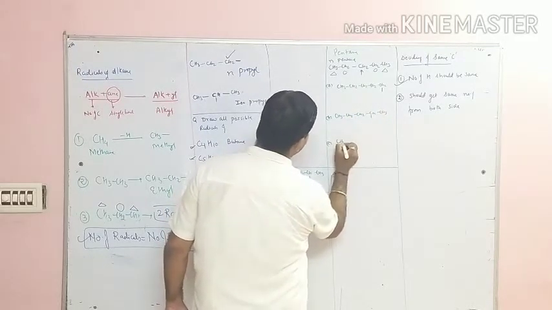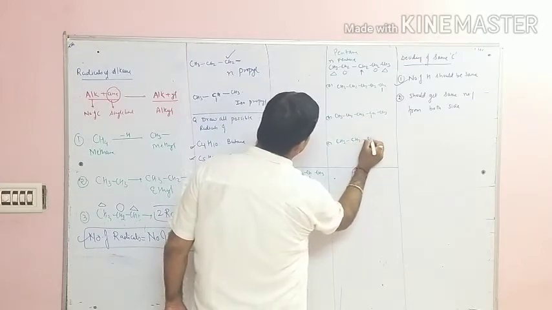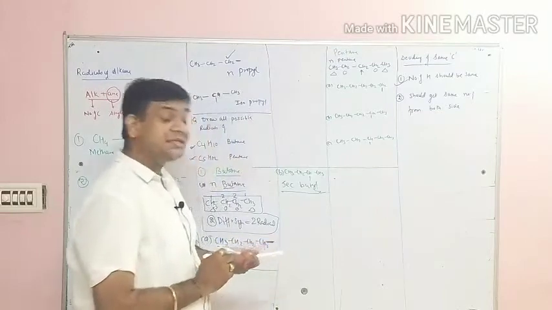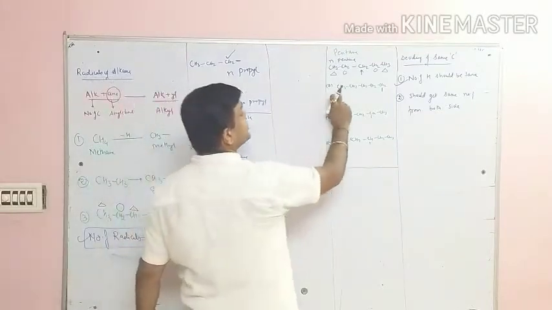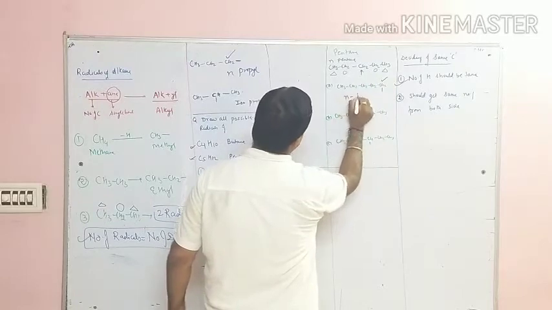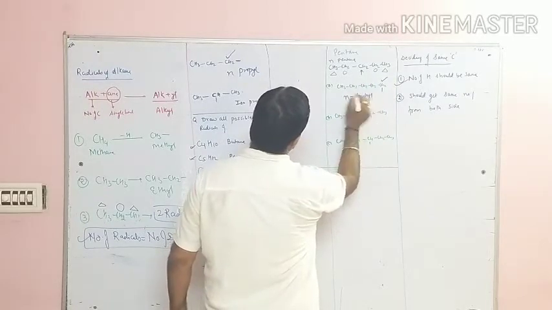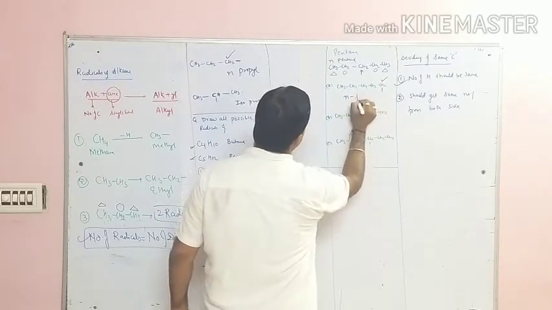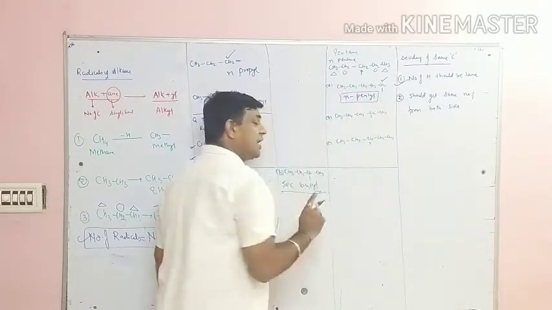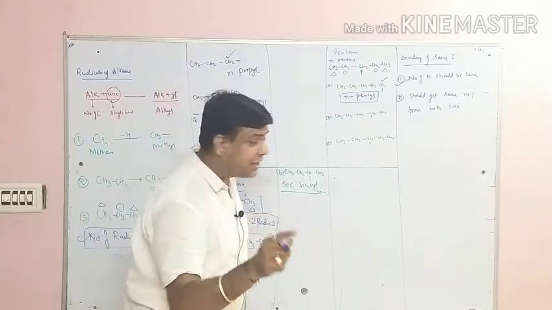Third, CH3, CH2, CH, free the valency from the third number carbon. So these three radicals are there. Now what is the name? Longest carbon chain is straight, saturated, valency of first is free. Yes sir, it is N-pentyl.